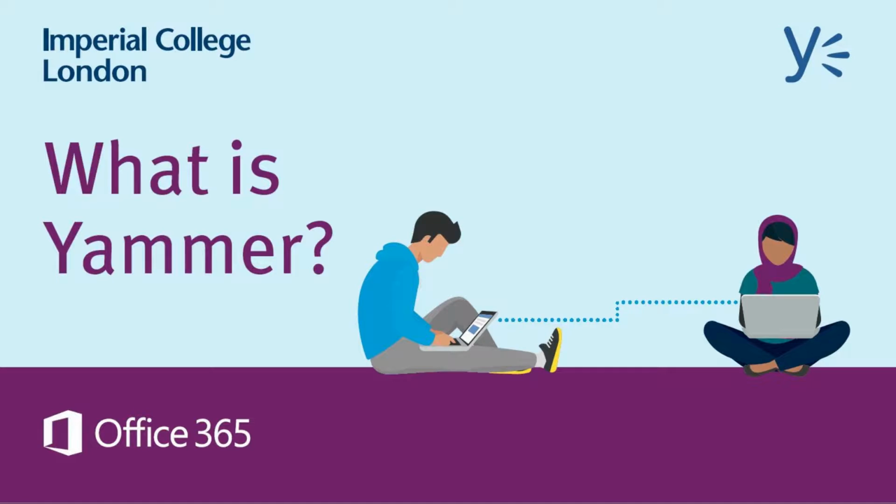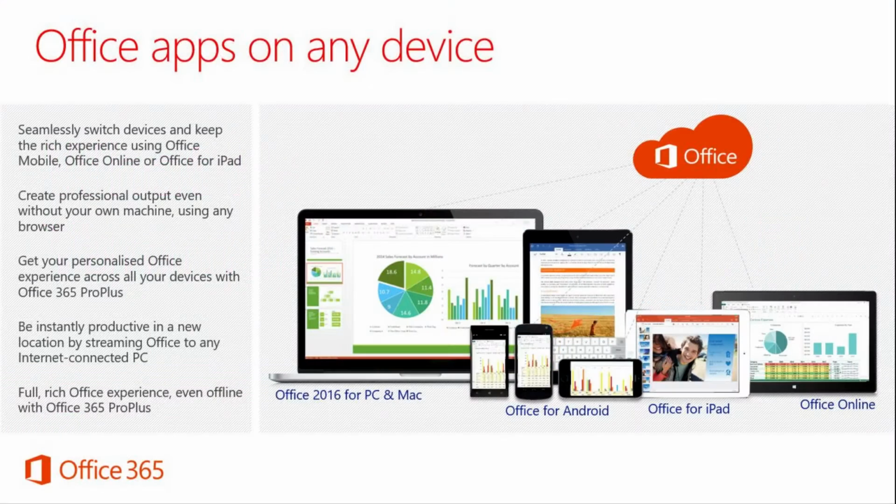This short video will give you an introduction to Yammer, one of the apps available within Office 365. Office 365 is a range of apps and software that work across multiple devices to help you be more productive. You can access these services from your computer, from your phone, or from your tablet.